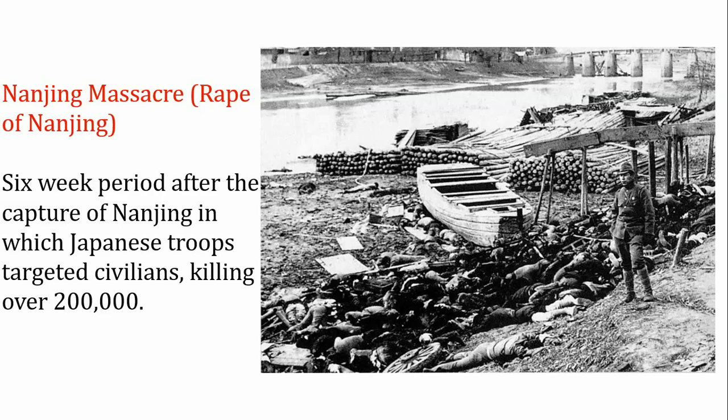And so the troops are kind of released into the city. They're not very well guarded by their officers. And so there's a 6-week period after the capture of Nanjing in which Japanese troops kind of go wild. They are targeting citizens. They are massacring them. It's hard to tell exactly how many because they burn bodies and threw them in the river. But at the very lowest, it's 40,000. At the highest, it's 300,000. Most historians guess somewhere around 200,000 civilians were killed during this 6-week period.